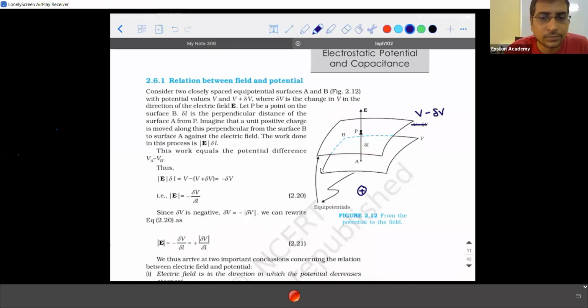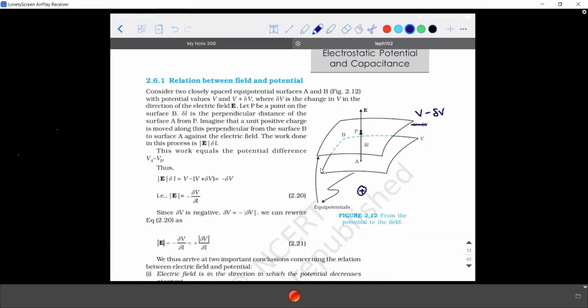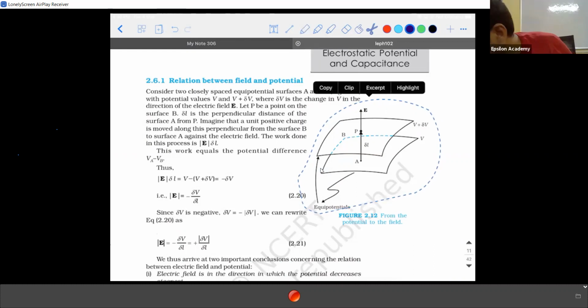Don't look at the textbook at all. Okay? No, sir. Now see. What no? You didn't understand? So what is the equation V minus delta V, sir? It is slightly less than that.